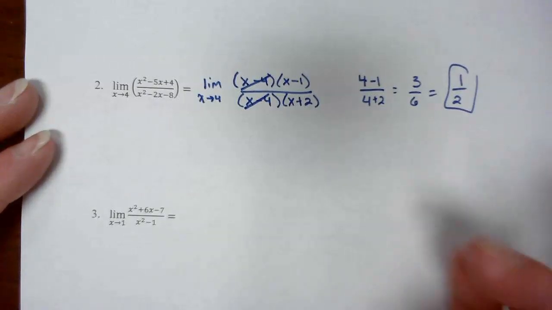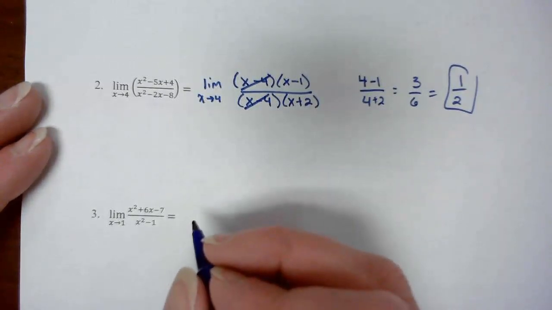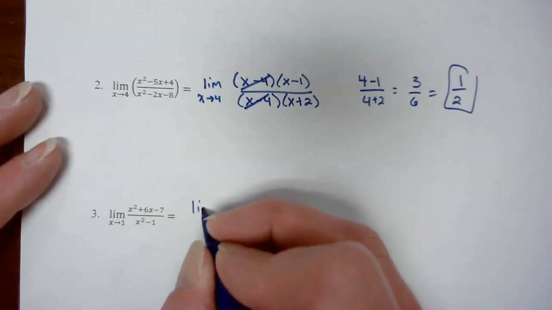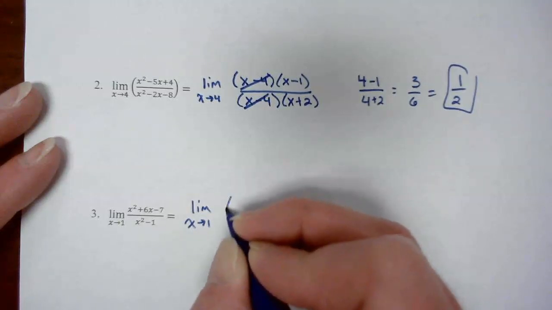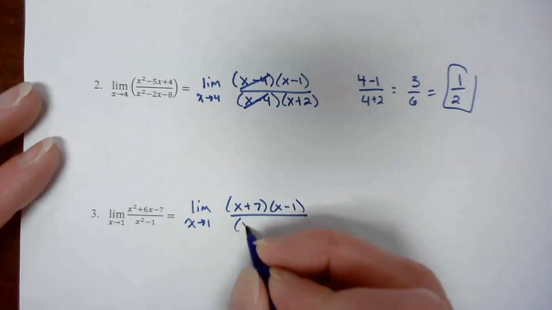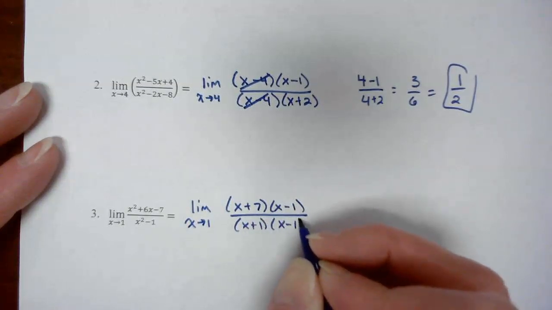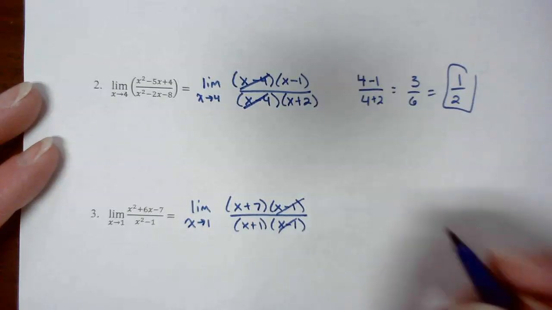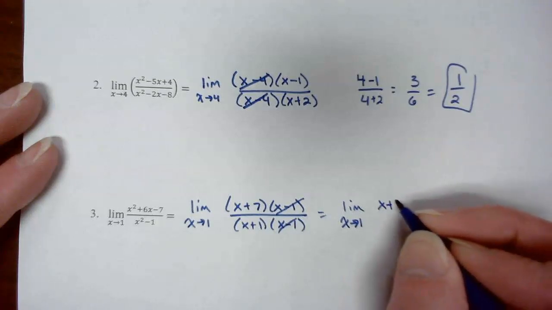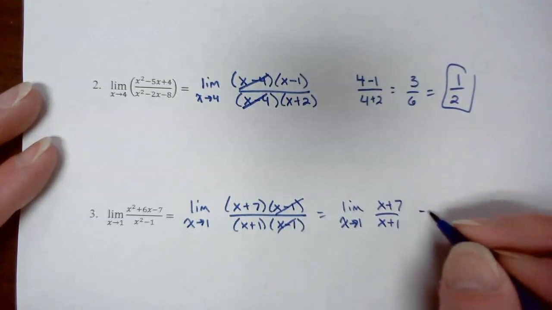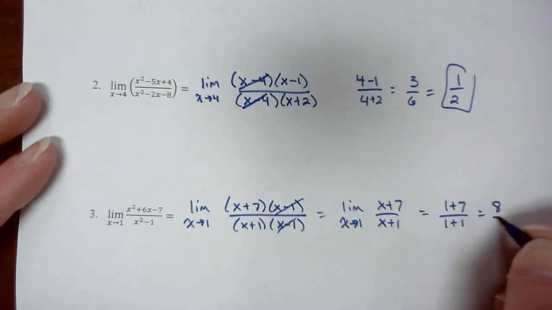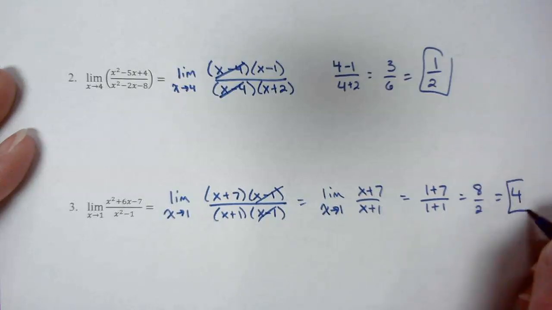Try the next one. Press pause if you want. Okay, so if I factor, I would have x plus 7 times x minus 1, then x plus 1 times x minus 1. Now I'm left with the limit as x approaches 1 of x plus 7 over x plus 1. Plug in 1. 8 over 2. The limit is approaching 4.